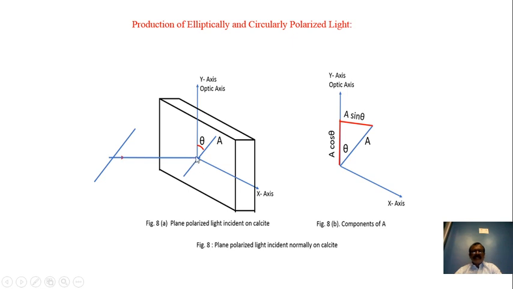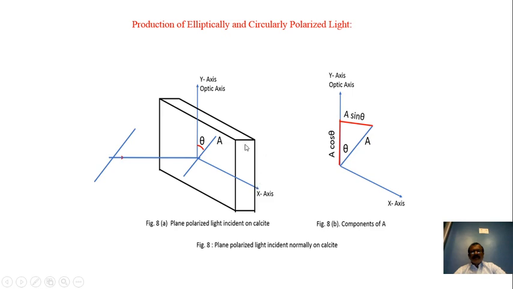When this light enters here, it divides into two parts, because calcite is a double refracting crystal, and as soon as it enters the crystal, it divides into an ordinary ray and an extraordinary ray. The vibrations in this plane and along the optic axis are extraordinary vibrations, and along this axis they are ordinary vibrations.